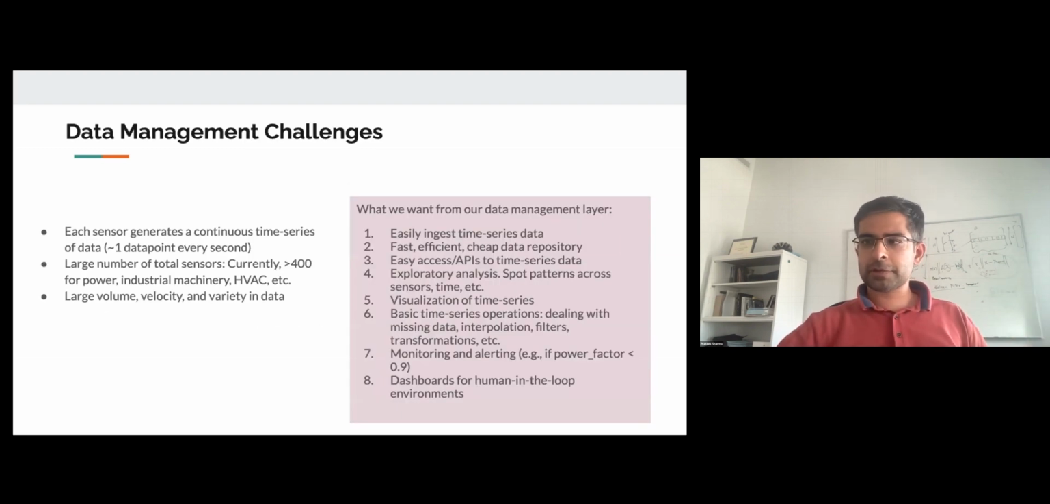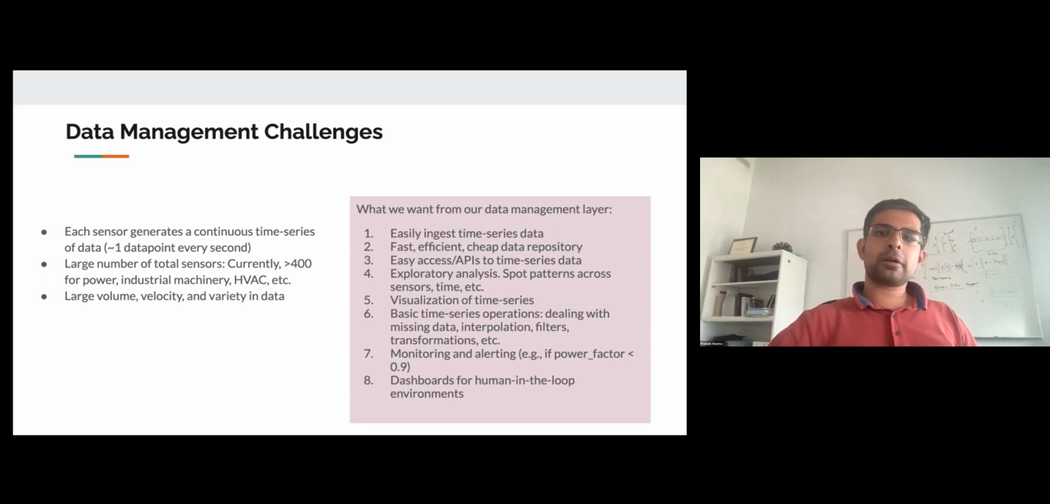So what are the challenges that are specific to this project, in my view? We have a large number of sensors, and each sensor generates a continuous time series of data with one data point every 1 second or even more frequently. And we have a huge diversity and heterogeneity in the sensors. Some are measuring different aspects of the power infrastructure, HVAC components, and industrial machinery, metrics, and so on. So we have this classic big data problem. We have a large volume, velocity, and variety in the data.